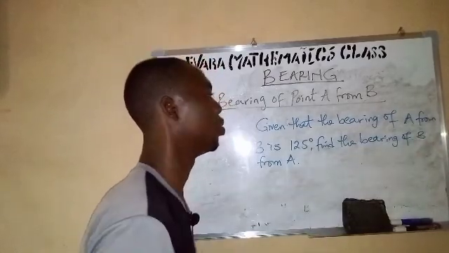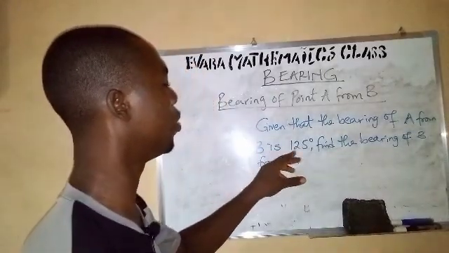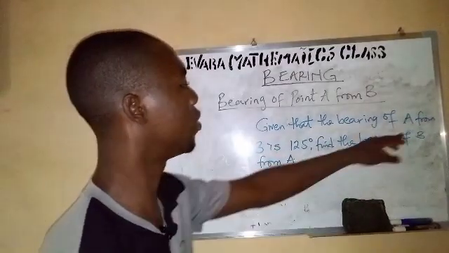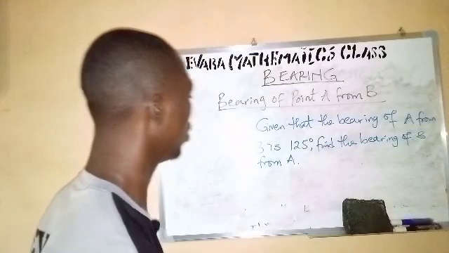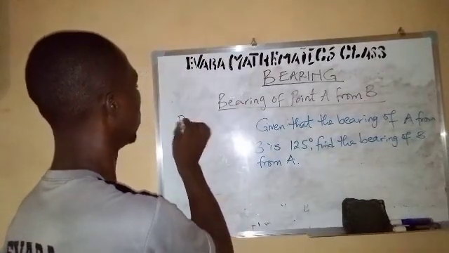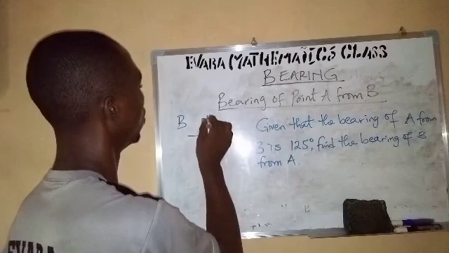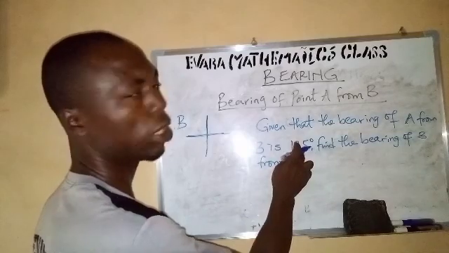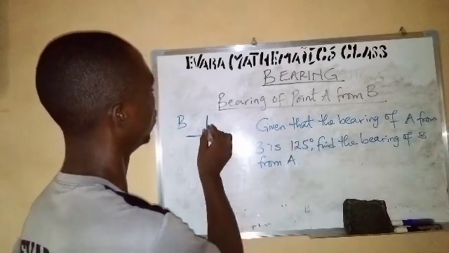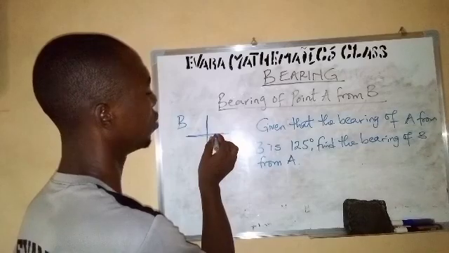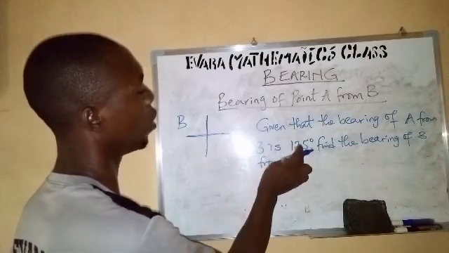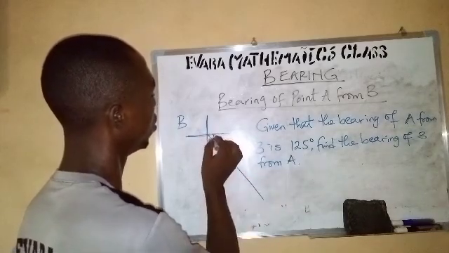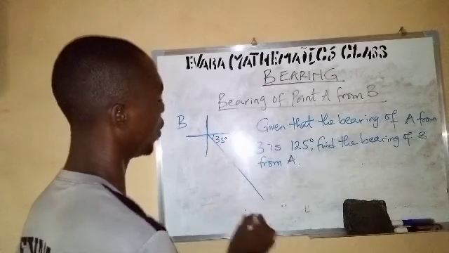To answer this question, you first of all draw the point B, because we have the bearing of A from B. So it is from B that we are going to draw first. So this is the point B. So we count 125 degrees. From this point to this point is 90 degrees. If you subtract 90 degrees from 125, you'll be left with 35 degrees.